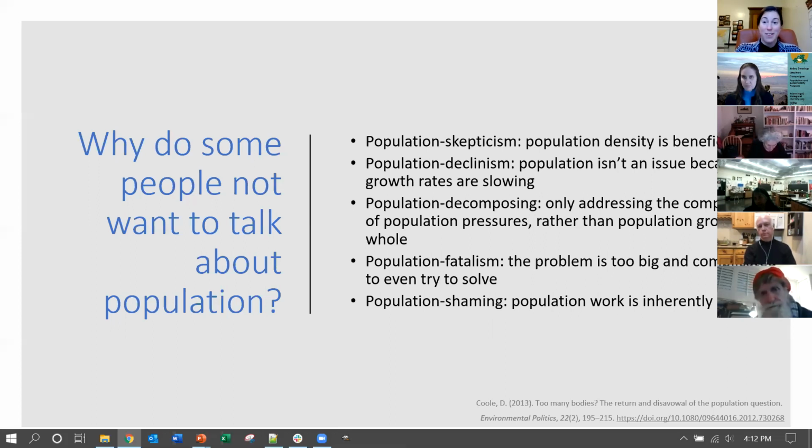That kind of goes for all environmental issues as a whole: they're big problems, but we want to do our part. And then there's population shaming, which is claiming that population work is inherently racist. And population shaming and population skepticism are especially dismissive and tough to tackle because they make the work feel morally untouchable or attempt to negate it altogether. So those are two tough ones to negotiate with. Next slide.